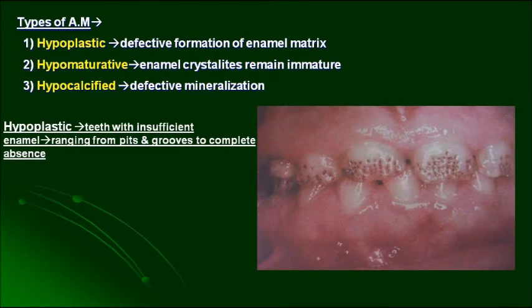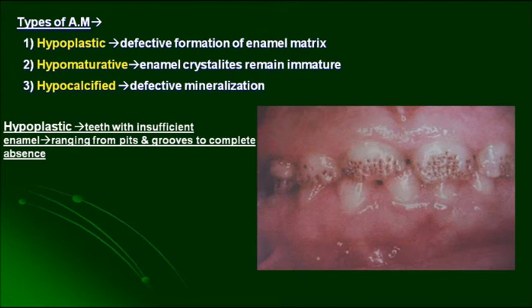So we have generally 3 types of amelogenesis imperfecta. Very important. First type is the hypoplastic type, second one is the hypomaturative type, and the last one is the hypocalcified type. So what does hypoplastic mean? Hypoplastic is a defect in the formation of the enamel matrix. Hypomaturation means there will be a defect in the maturation stage; enamel crystals remain immature. And the last one, hypocalcified, means there is a defect in the mineralization stage. So these are the 3 different types of amelogenesis imperfecta.